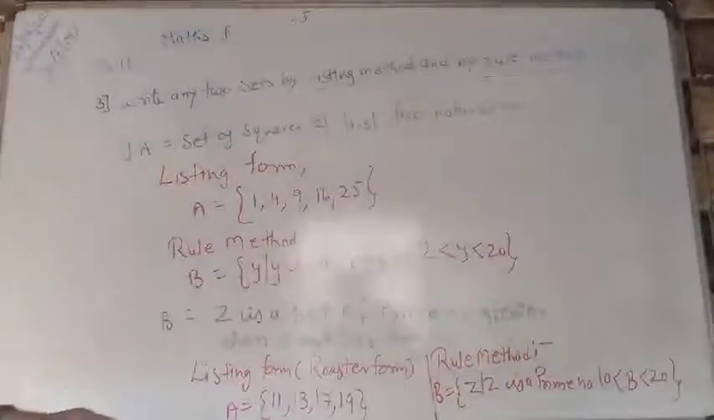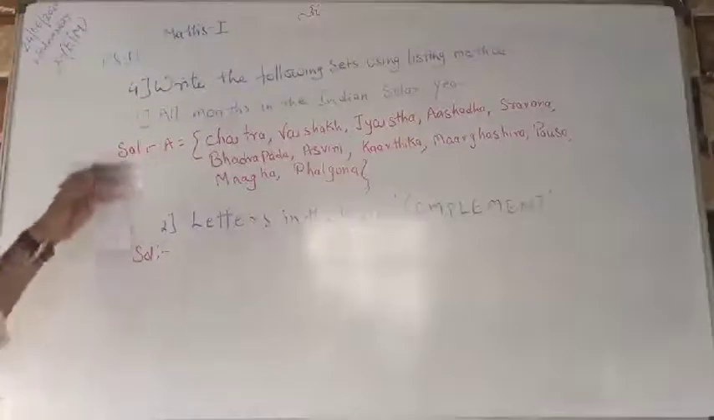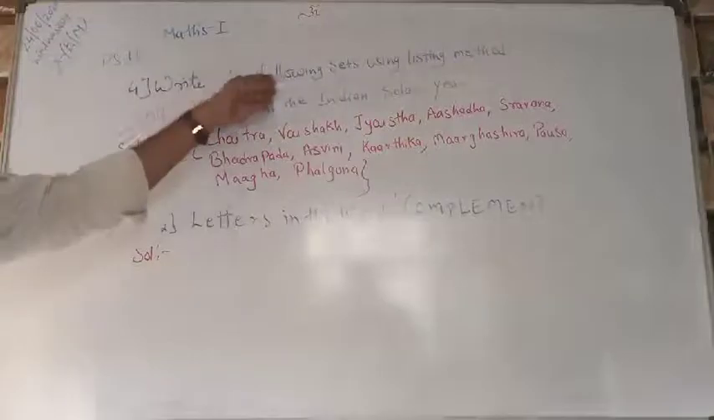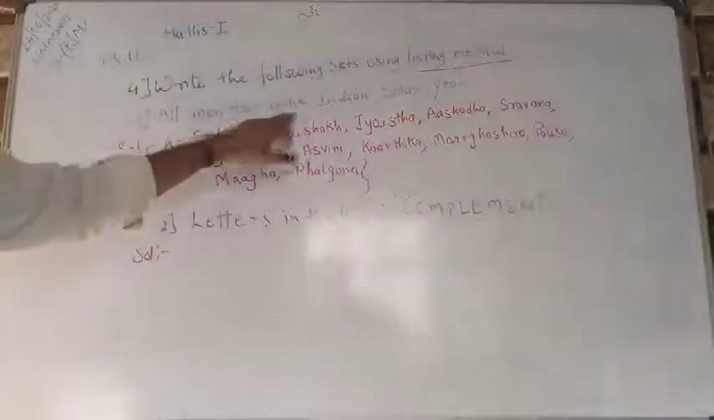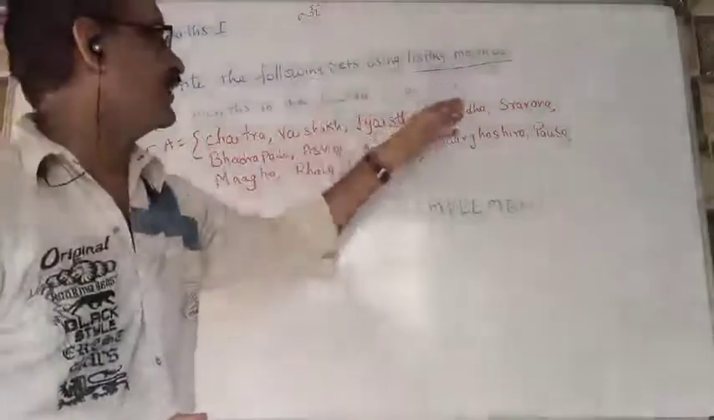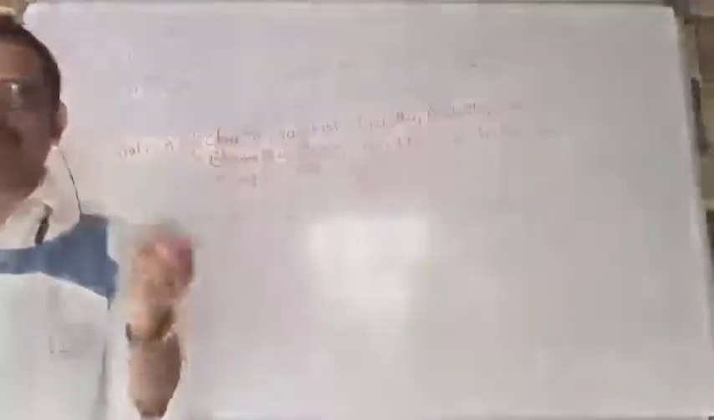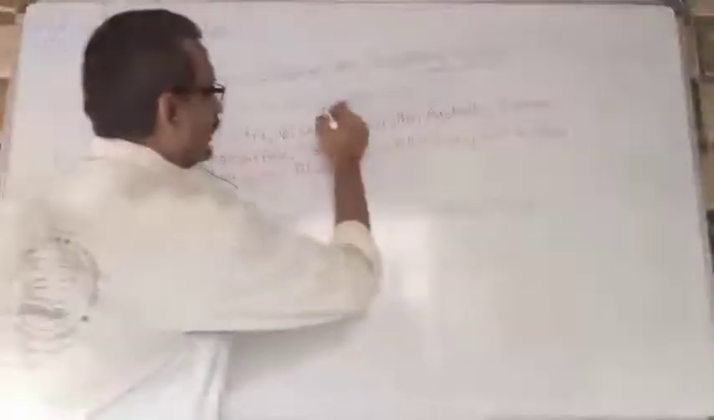Okay, now we start the fourth question. Hello students, now we are doing practice set number 1.1, fourth sum. The fourth sum says: write the following sets using the listing method. Question first: all months in the Indian solar year. We have studied the months of the year: January, February, March, April, onwards to December. Now it is called the Indian solar year.